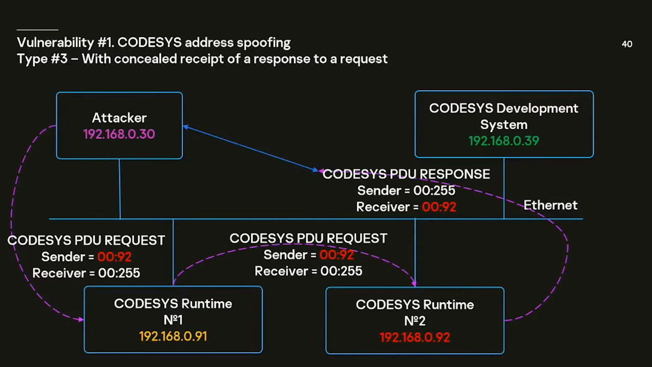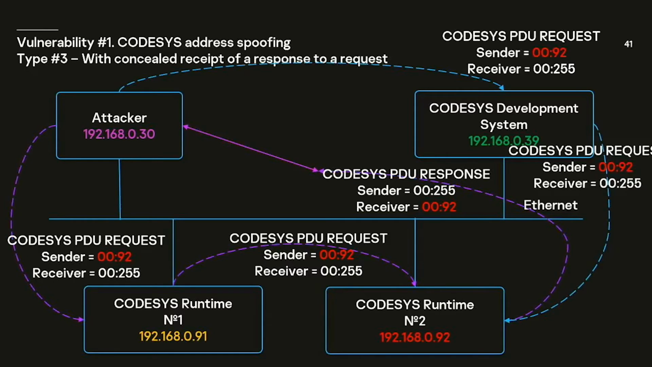So we can send the packet and set up the receiver field to the broadcast address, and then the victim PLC catches this packet. It will send the response to the broadcast and the attacker, and with this scheme of attack, the attacker is able to gain the result or response from the victim without direct interaction with the victim.